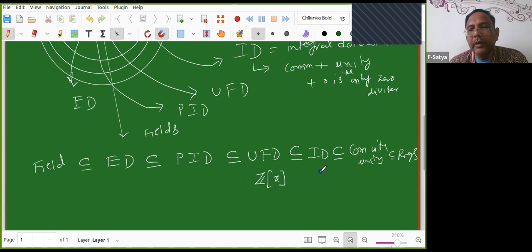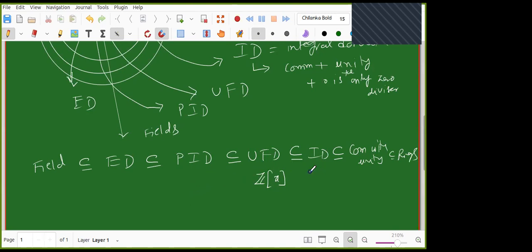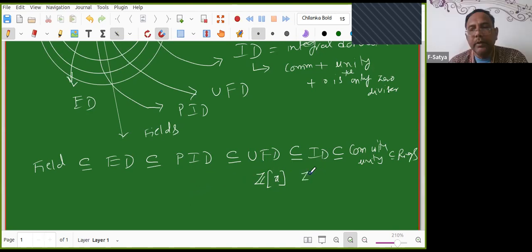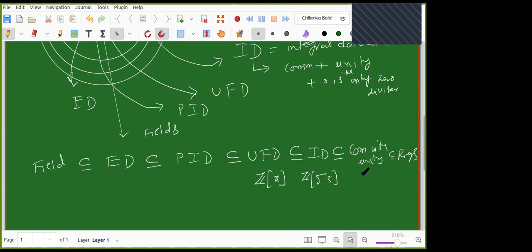So for example, what is an ID but not a UFD? Z[√-5]. Okay, good. Z[√-5] is an ID but not a UFD, correct? So what is a commutative ring with unity but not an ID? If you know, matrices, but it's not commutative, right?